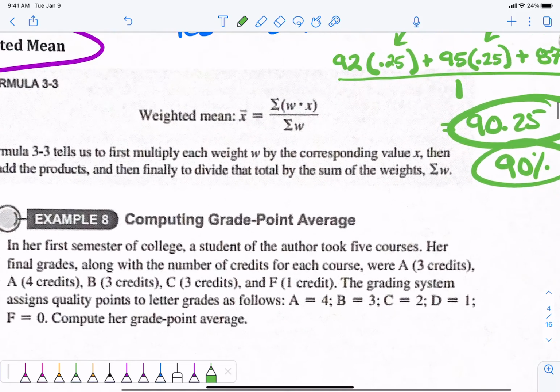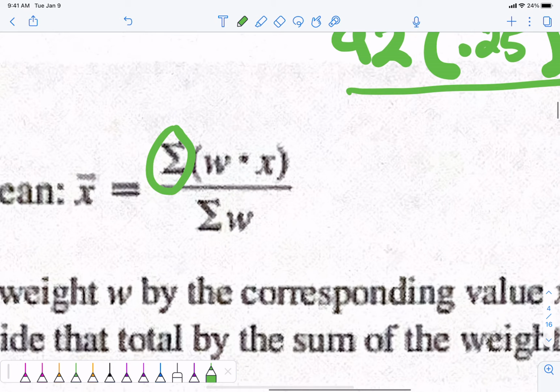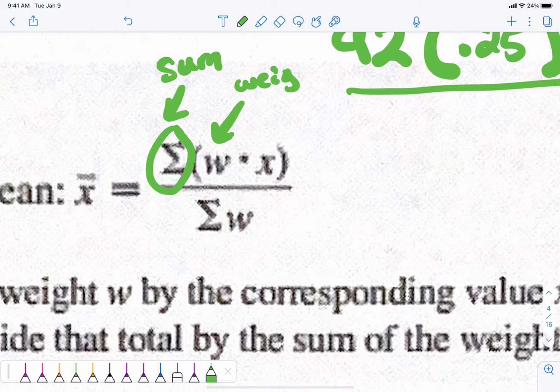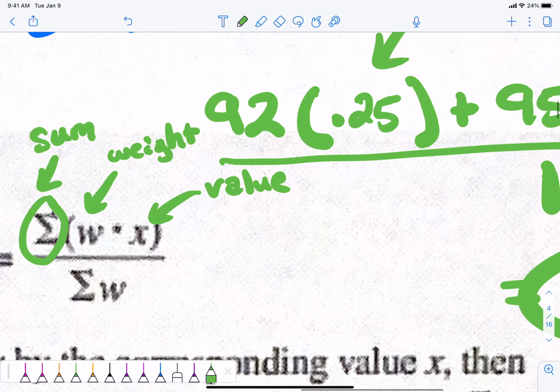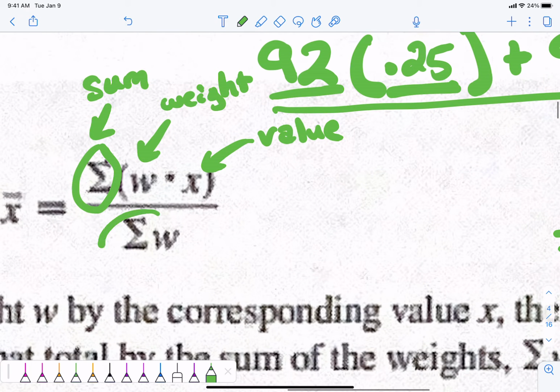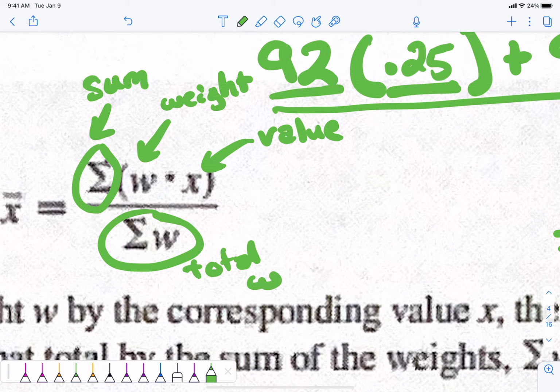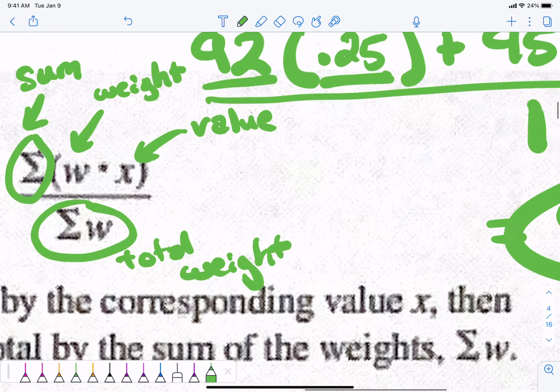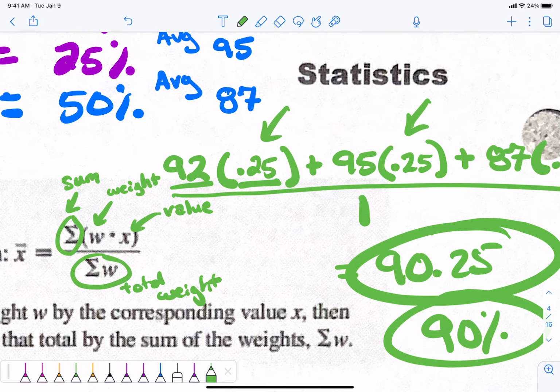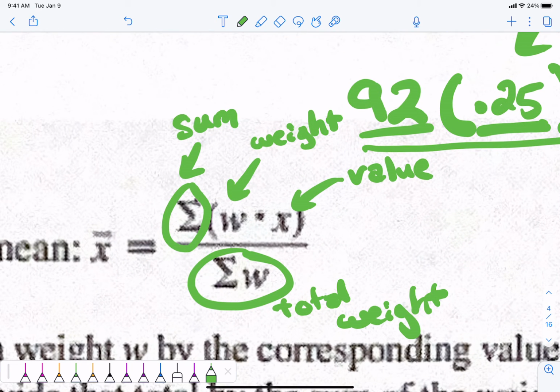This is the formula for it. This means sum, which means you're adding them all together, but you're doing the weight times the value. Weight times value. So for the first one, my weight was 0.25, the value was 92. And then I divide by the total weight. Did we divide by the total weight up here? Technically, because the total weight was 1. So that's what that formula represents: the sum of all the weights times the values. Add them all together and divide by the total weights.